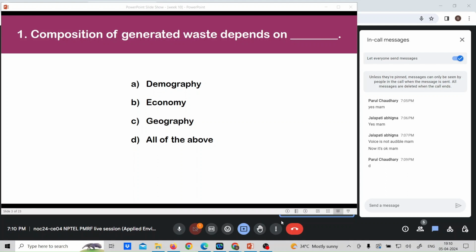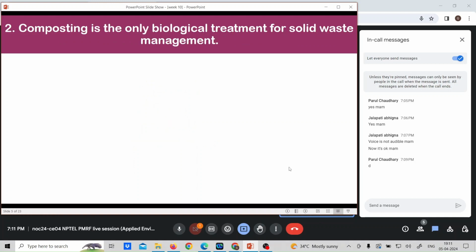Because maybe when we live in hill stations, we may generate some type of waste. When we live in a plain, when we live in a desert, all this varies. So all of the above is the right answer. Composition of the generated waste depends on demography, economy and geography. I hope that was a bit easier question. Okay, this is a true or false question.